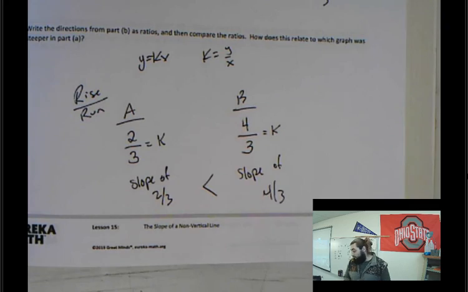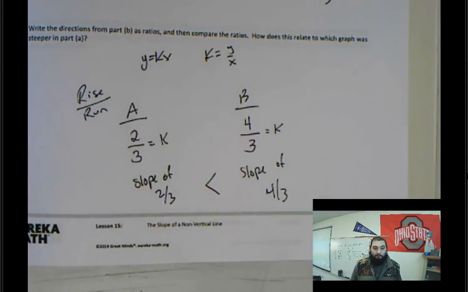So, this is your opening exercise with lesson 15. I hope that makes a little bit of sense in terms of where this term of slope comes from and how that compares to what we've just done.